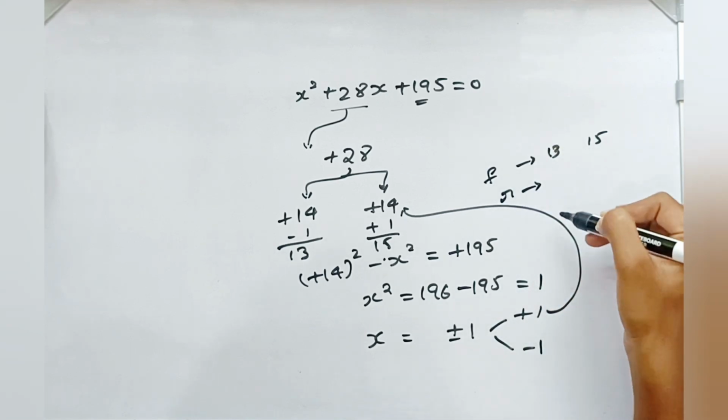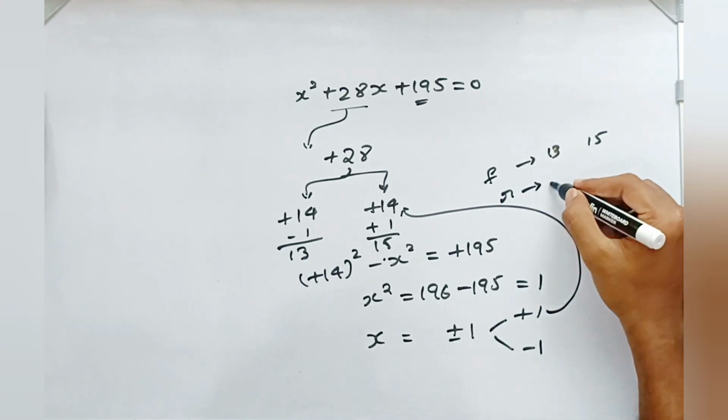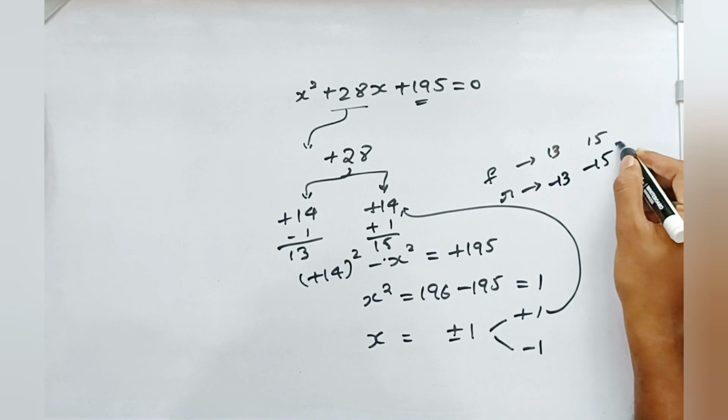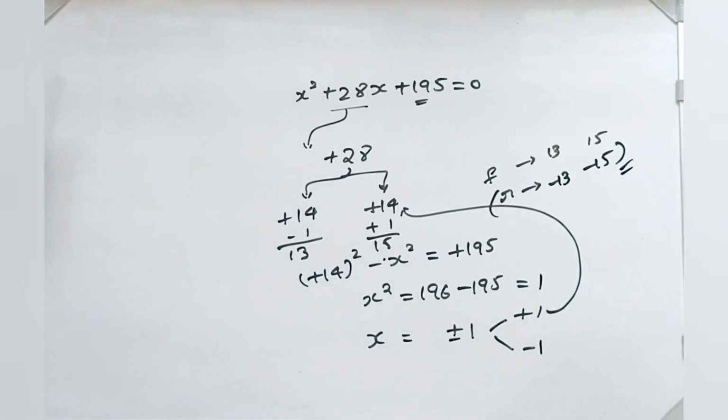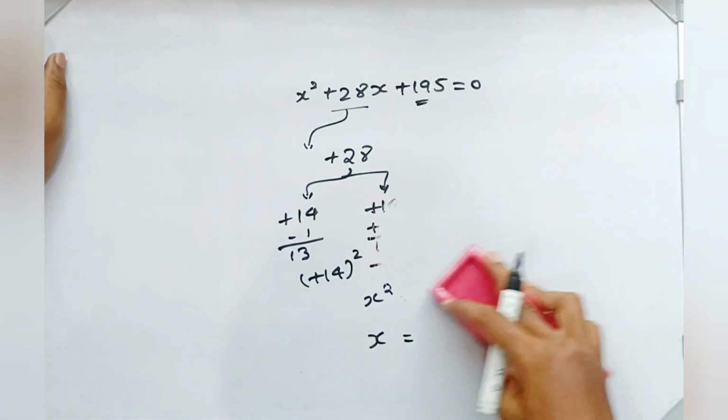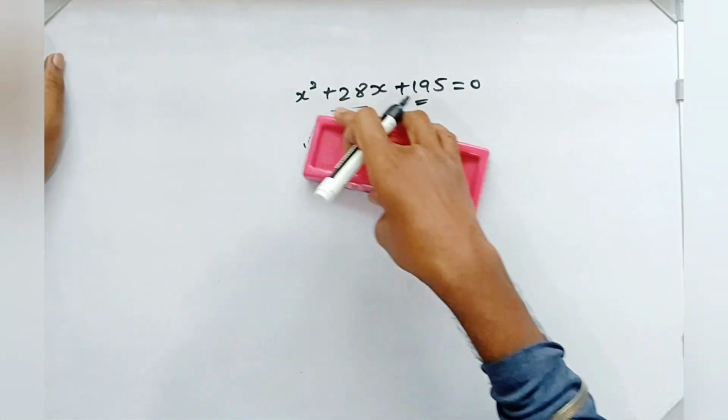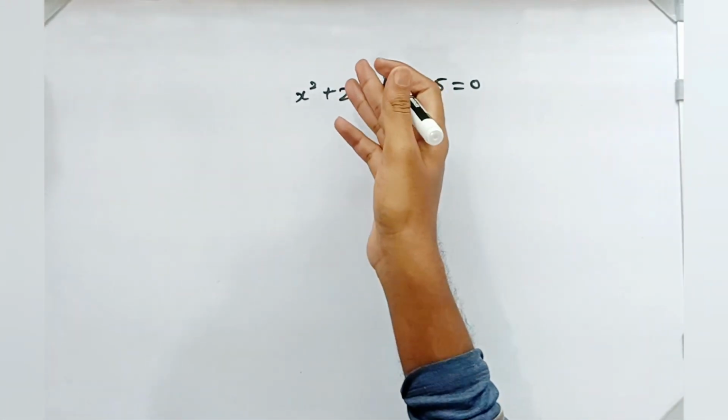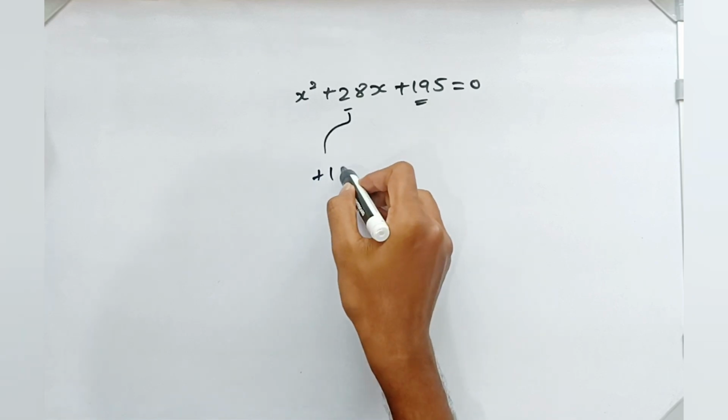Okay, and the roots are nothing but the change of the signs. It is nothing but minus 13 and minus 15. Minus 13, minus 15 are the roots. Okay, and you might get a doubt: what if we have an odd number? For example, you have 28. In 28, you can write it as plus 14 and plus 14.